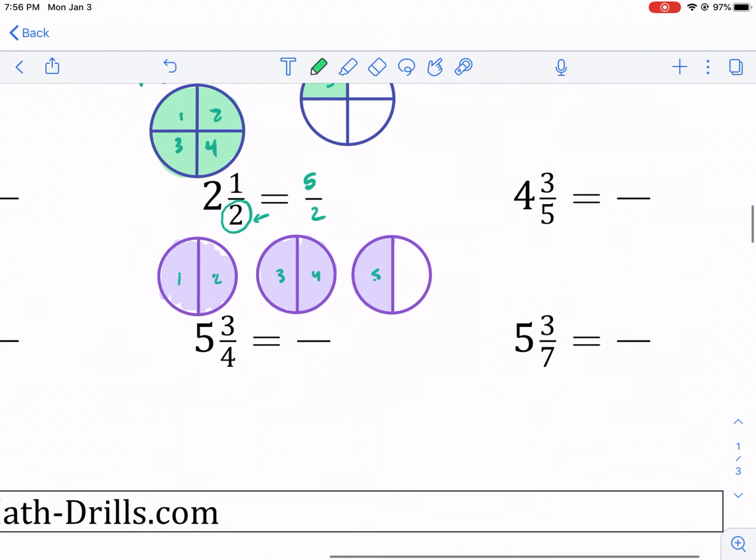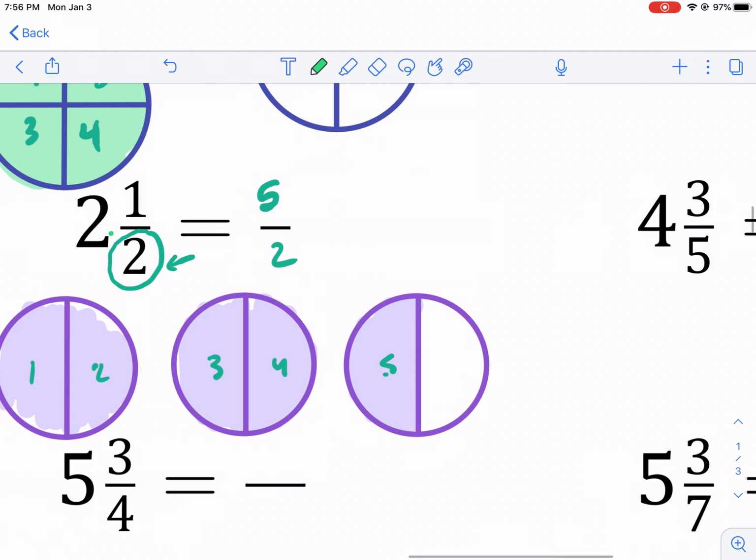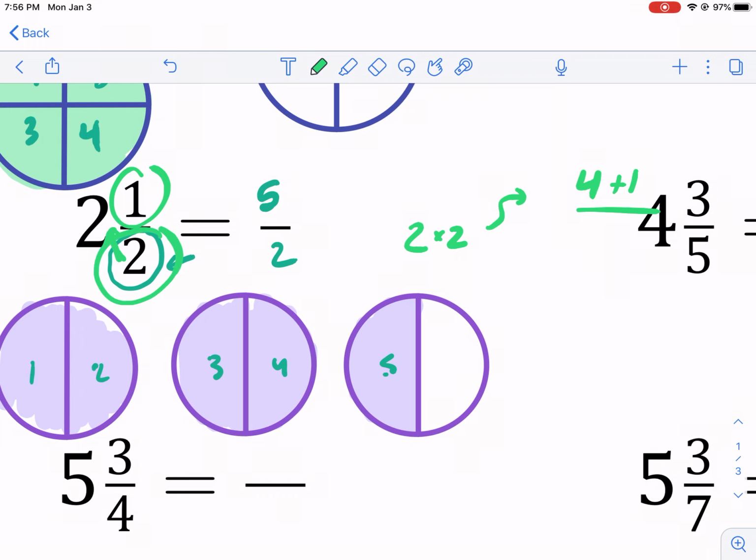Same process here. The first thing I want to do is multiply the parts per whole times the number of whole numbers I have. So that's going to be that bottom number, 2, times 2. That gives us 4. Okay, but I still have this part left over. That means I have to add 1, and I know it's going to be out of 2 because that's that bottom number. So that gives me 5/2. So we get the same thing.